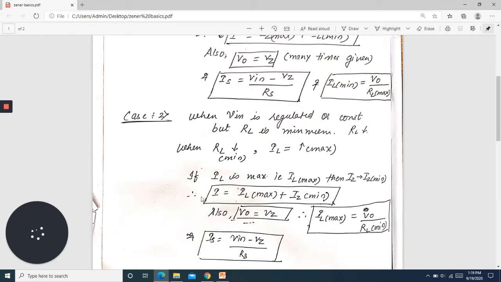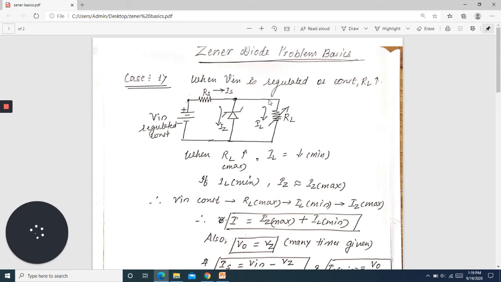Now when Vin is regulated or constant, but RL tends to be minimum, minimum means less opposition. Less opposition means the maximum part of the total current will now flow through the load RL, and hence very little current remains to flow through this Zener diode.